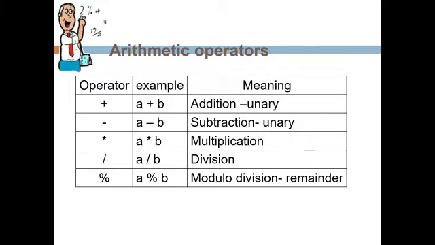The first category is the arithmetic operators: addition, subtraction, multiplication, division, and modulus. The plus operator is addition, minus is subtraction, multiplication is denoted by star, division is denoted by the slash, and the modulus operator uses the percent sign. For their use, we have two operands, and in between there is the operator sign.